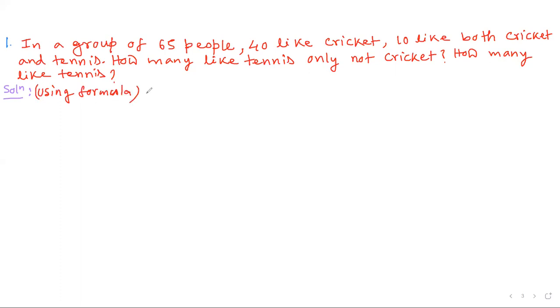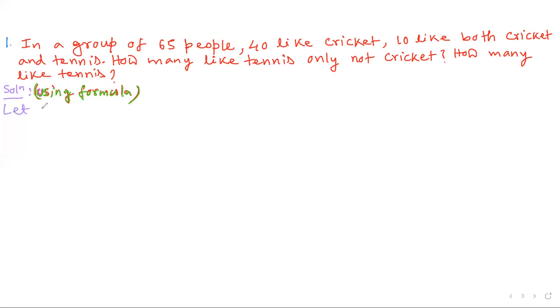Here the question is, in a group of 65 people, 40 like cricket, 10 like both cricket and tennis, then how many like tennis only but not cricket? That you have to find out. And how many like tennis? This is the question. So here two types of games are there. One is cricket and another is tennis. So first I have to take two sets for these two games.